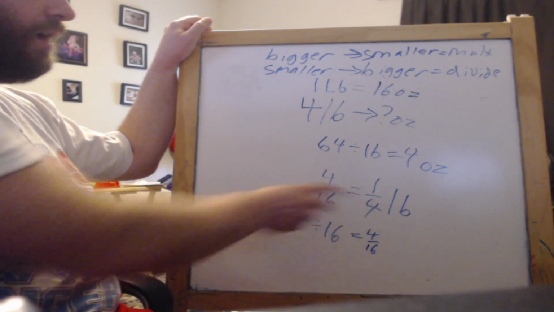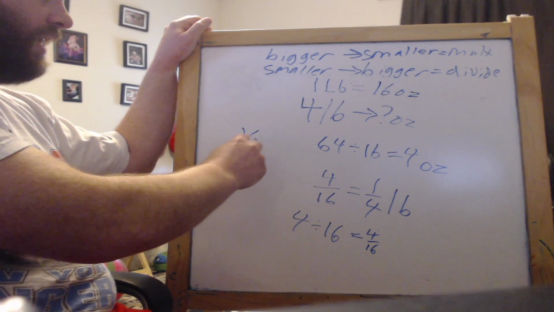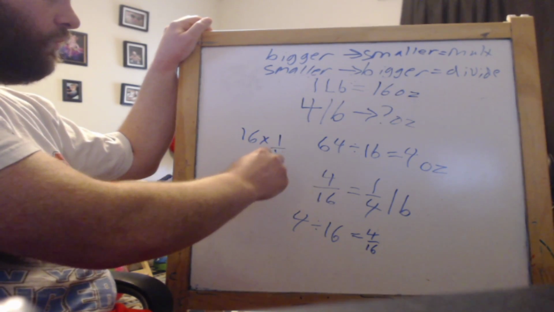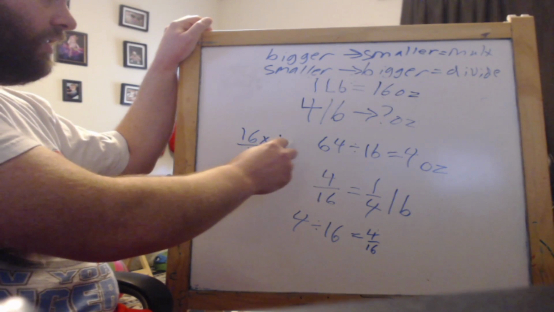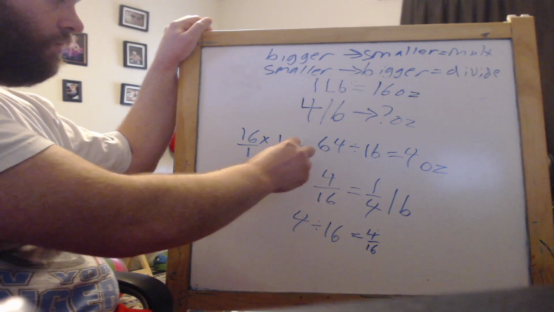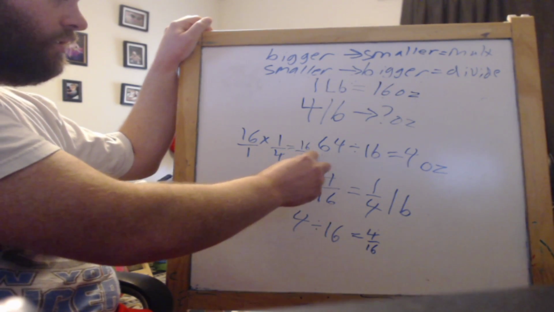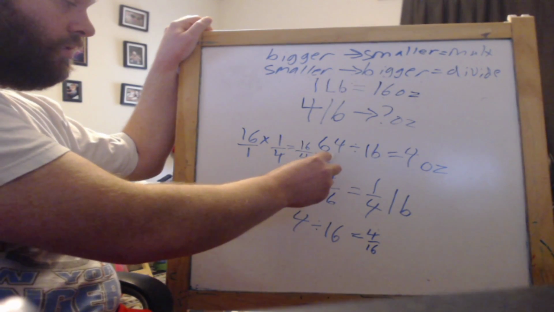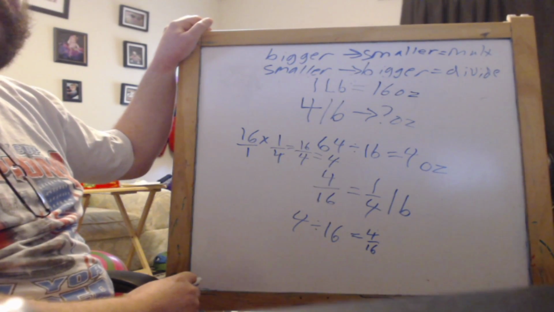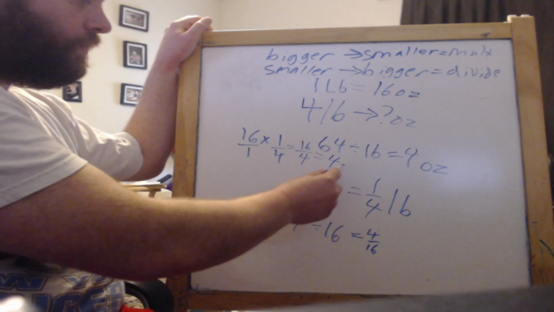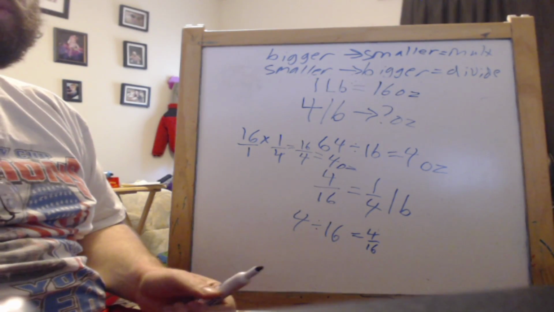And if we want to figure out what 1/4 of a pound is in ounces, we can just multiply 16 times 1/4. Okay? 16 times 1 equals 16. 1 times 4 equals 4. So 16/4 equals 4. Because, as I said, the fraction bar. So the answer is either 4 ounces or 1/4 pound.